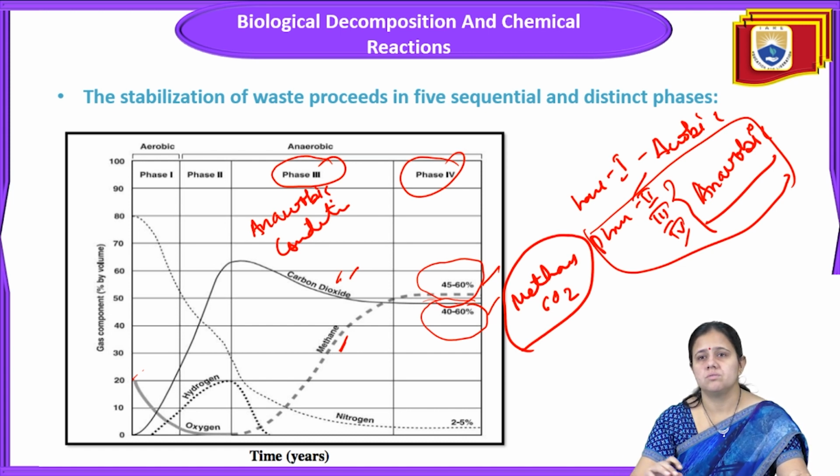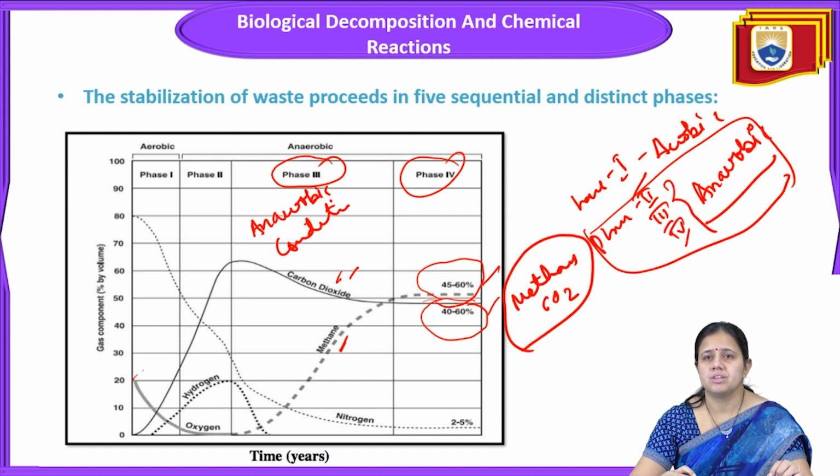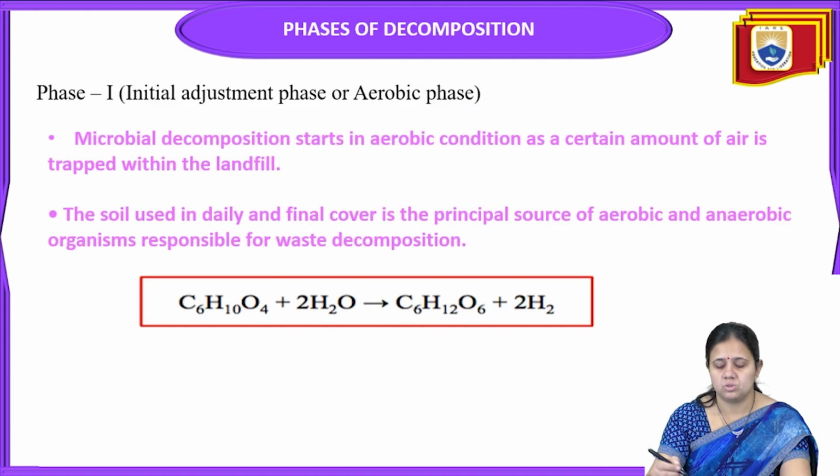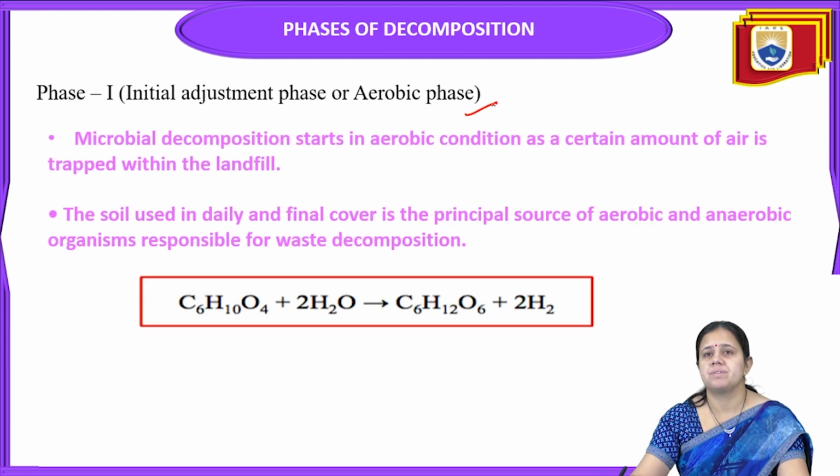So this represents the stabilization of waste proceeding in 5 sequential and distinctive phases. During phase 1 and phase 2, aerobic condition will be there, and from phase 3 to 4 completely anaerobic condition will be there. In completely anaerobic condition, only two gases are predominant, that is CO2 and methane. Like that, in phase 4, CO2 and methane will be produced in more amount. So we'll discuss all the phases in detail.